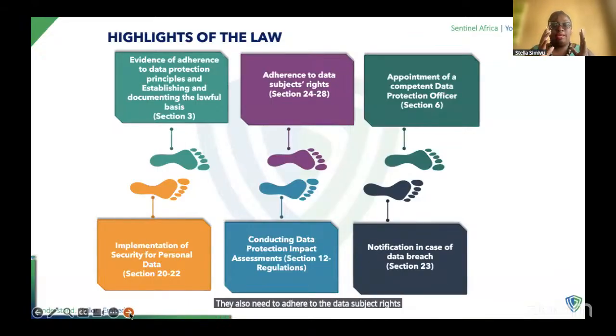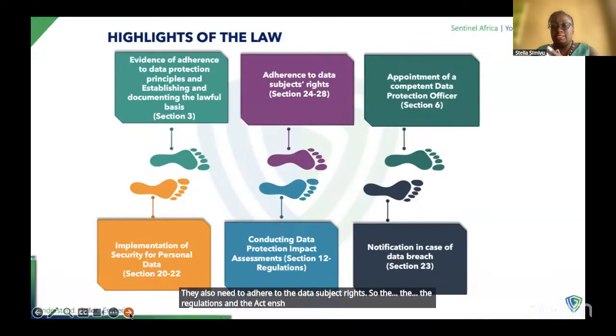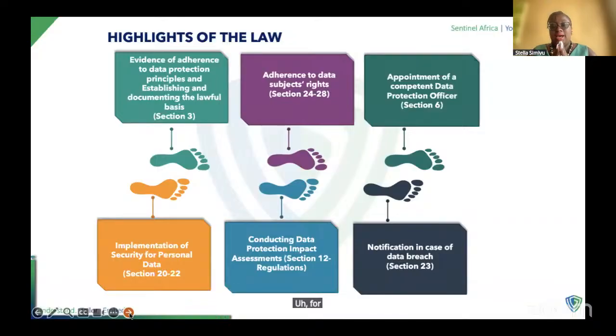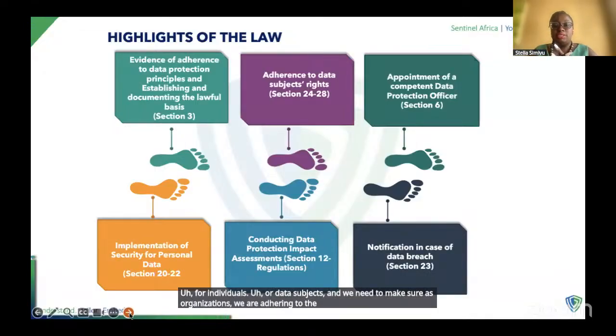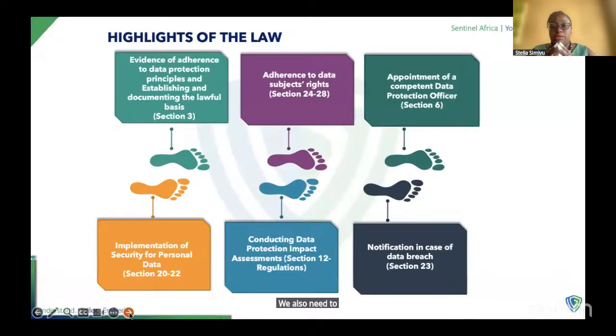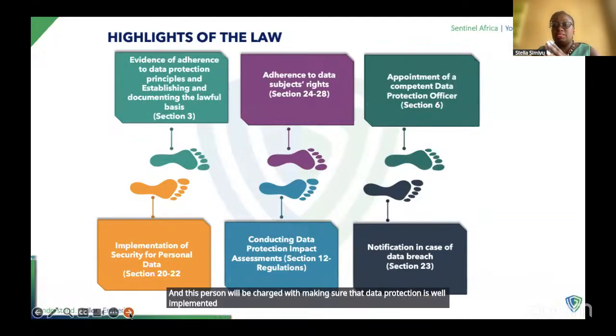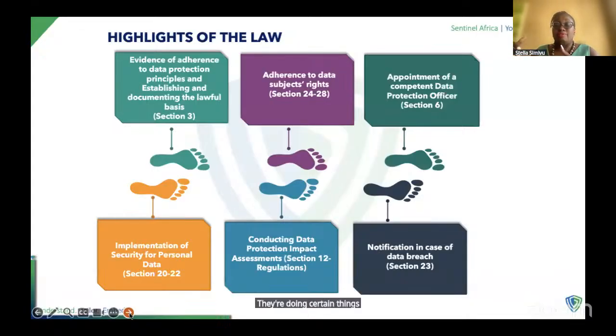So the regulations and the act enshrined certain rights for individuals or data subjects, and we need to make sure as organizations we are adhering to the data subject rights. We also need to appoint someone who will be called a data protection officer. And this person will be charged with making sure that data protection is well implemented in our organization. They have a program in place. They're doing certain things every day to make sure we are compliant with the law.